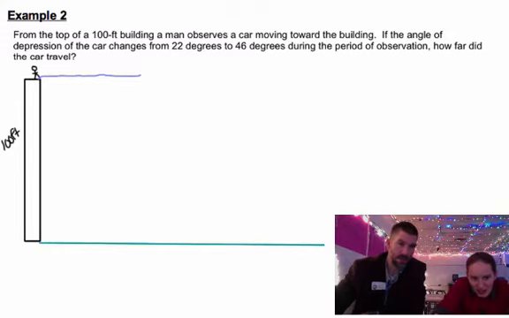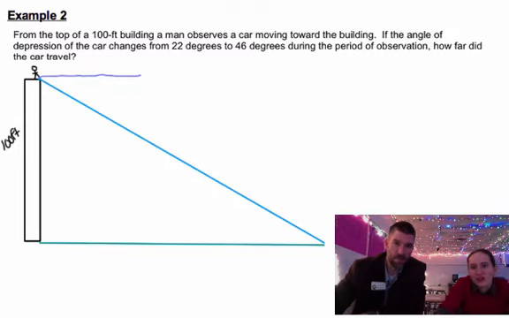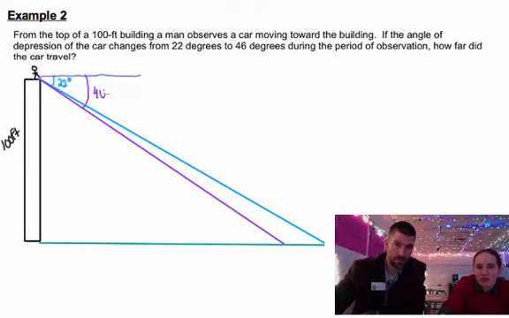Okay, so he looks out at first, and there is a car right there, where this angle here is 22 degrees. The angle of depression, right. Then he looks again, and the car has moved forward because it's apparently driving, and now it's going to be 46 degrees. So let's say something like that. This isn't a very good scale because I ran out of room. So this angle is 46 degrees.